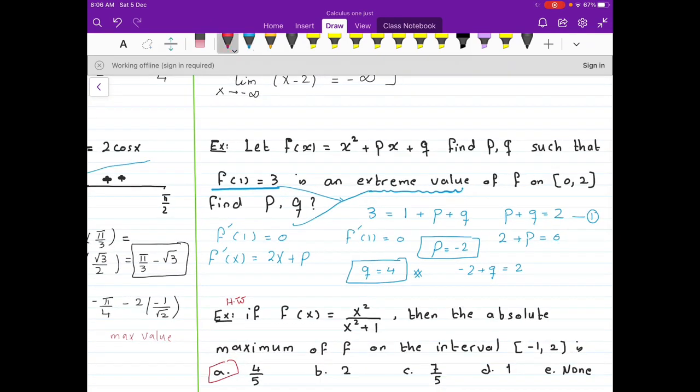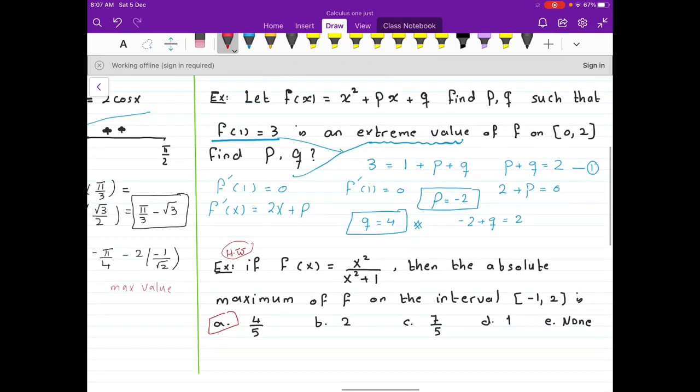Now, homework. If f(x) equals x² over (x² + 1), clearly the domain of this function is R, then the absolute maximum of f on the interval [−1, 2] is, and I gave you choices. The answer I think is 4/5, but check.